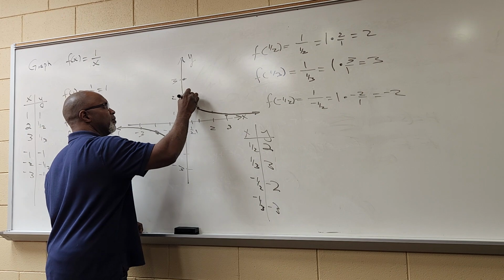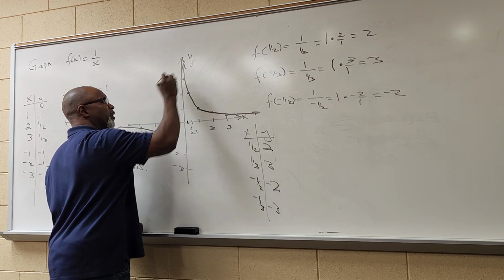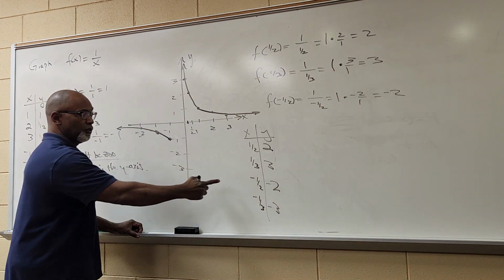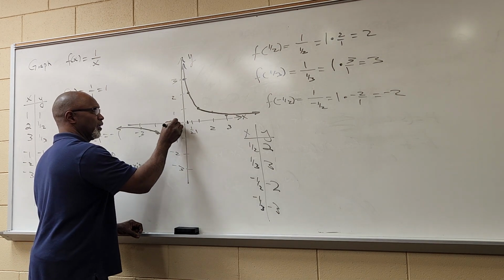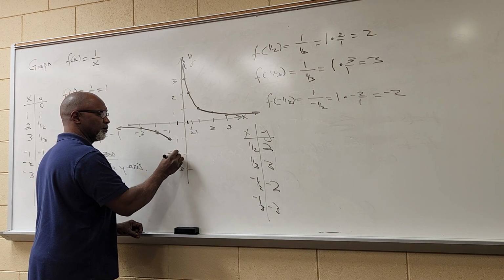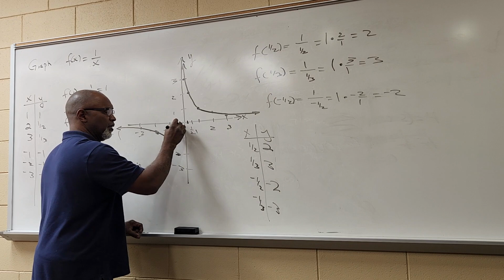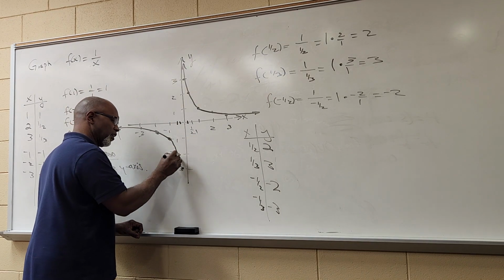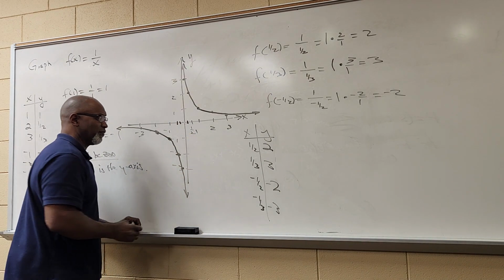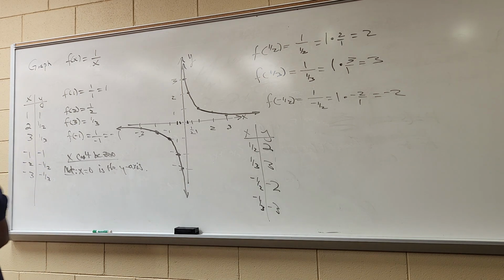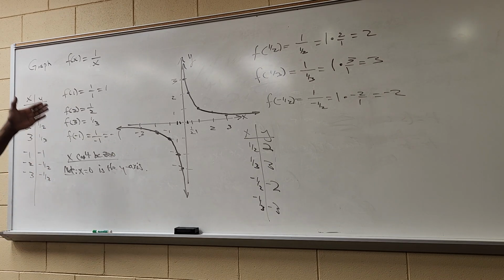So now it becomes clear. That graph will do that. Do this one, -1/2, -2. So go over -1/2, down 2. -1/3, -3. So now we see clearly that the graph does that. There's the graph of y equals 1 over x, or f of x equals 1 over x. So we notice again, that graph did not touch the y-axis.